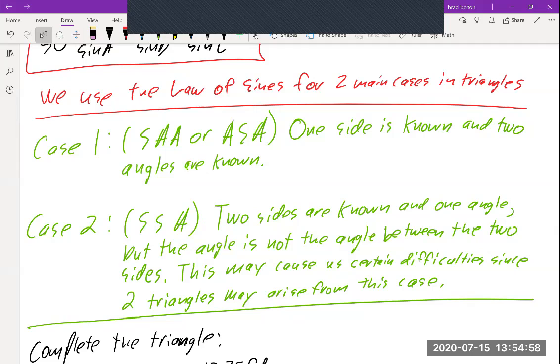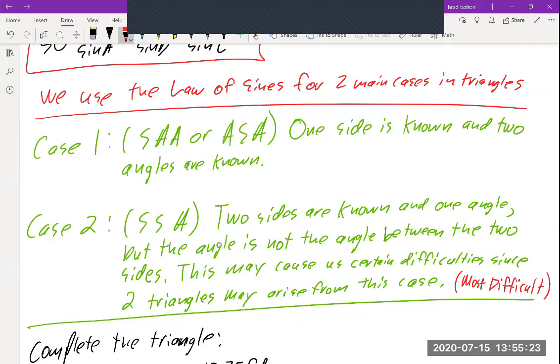There's the second case, which is the harder case. This is the most difficult case. It is oftentimes called the ambiguous case, where we are given two sides and one angle, but it's not the angle that's in between the two sides. We'll get to that in case three.